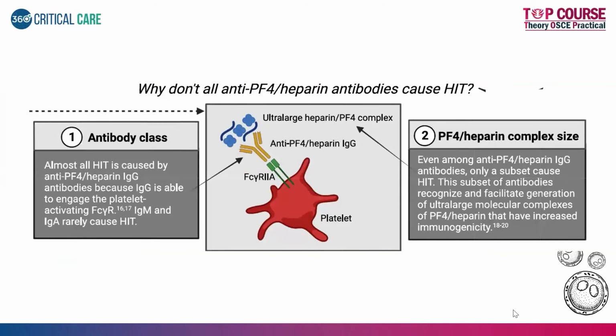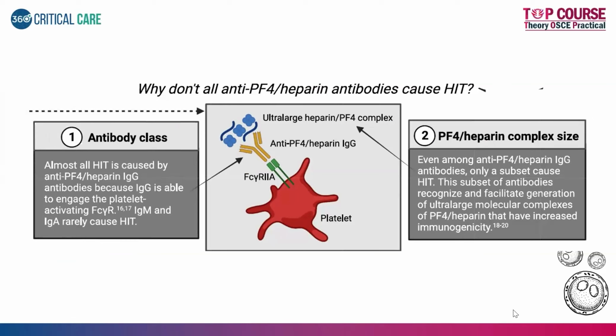The next important question is, earlier I told you the neoantigen produces antibodies, and most of the time the IgG type of antibody is what is produced, and this goes and activates the FcγIIA receptors on the platelets, correct? So do all types of antibodies do it? No.